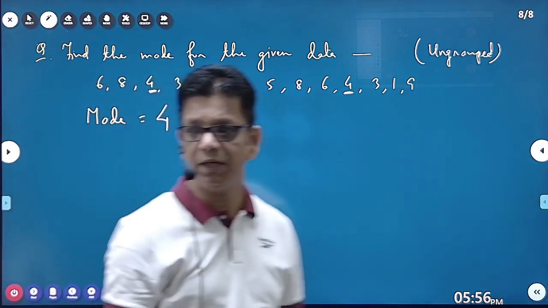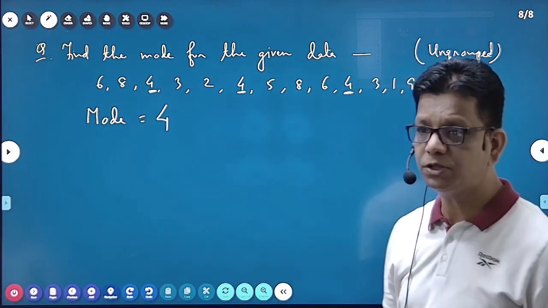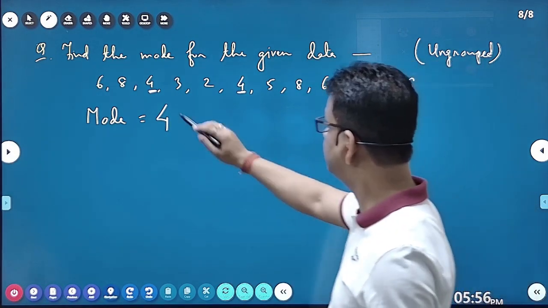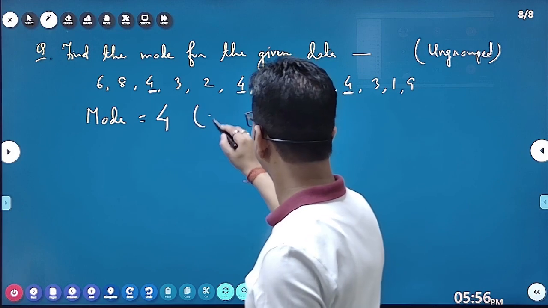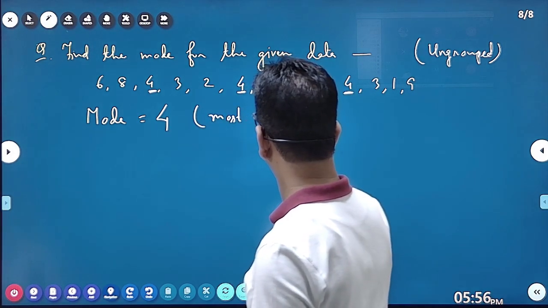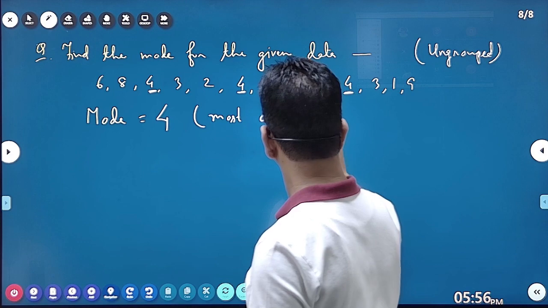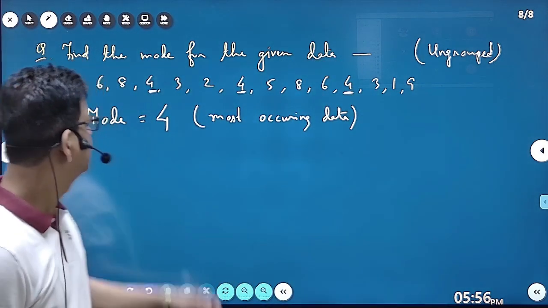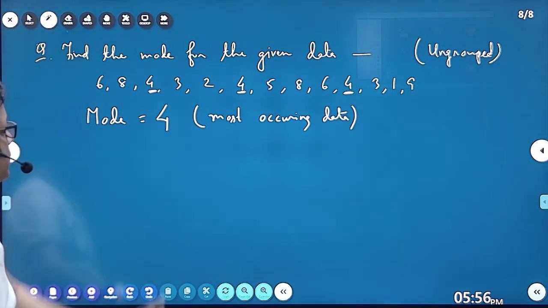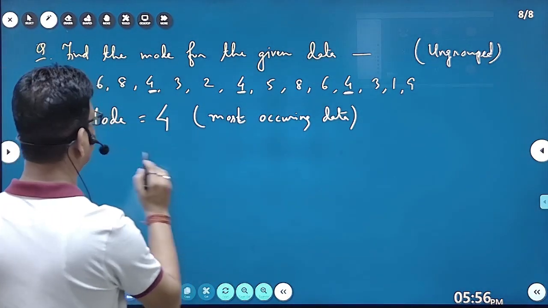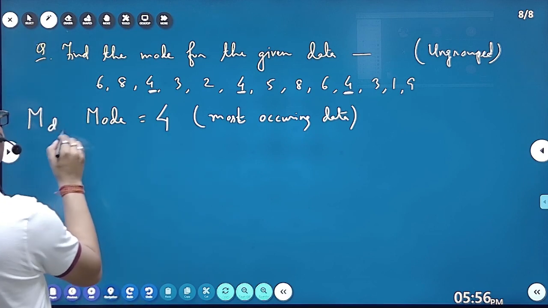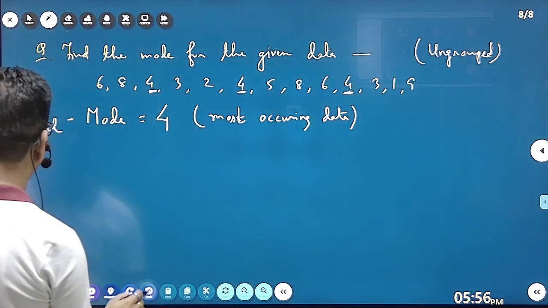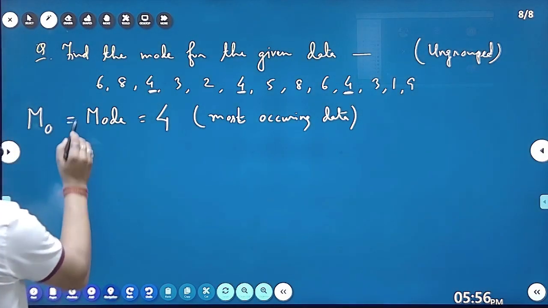So what is that? The number which comes for the most number of times. Here no question of even arranging in ascending, descending. So whichever is coming the most, the most occurring data. I just write it in bracket, most occurring data: the data that occurs for the maximum number of times. So 4 has the maximum number of times. So that is only your mode. In our module, the mode symbol they are using is MO. So MO is the mode.